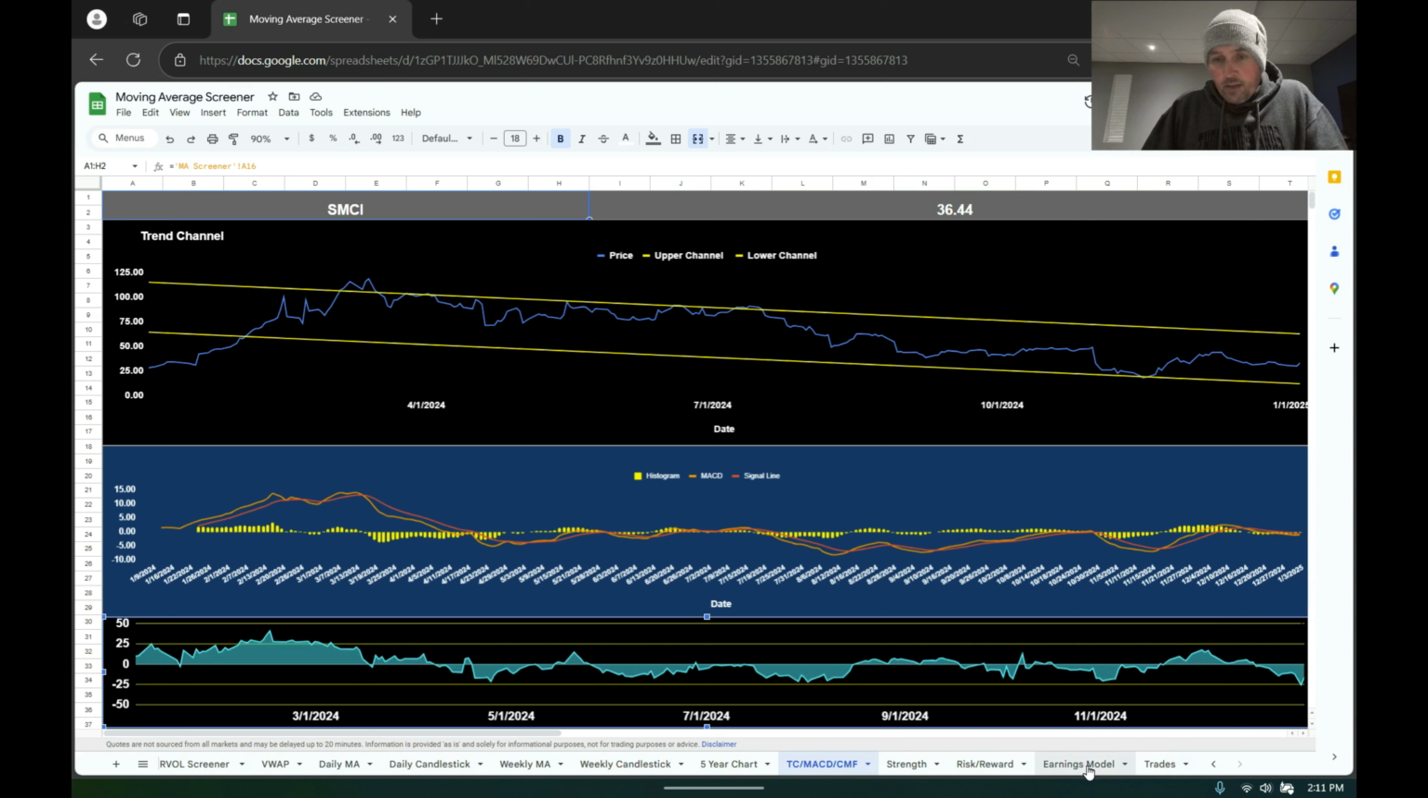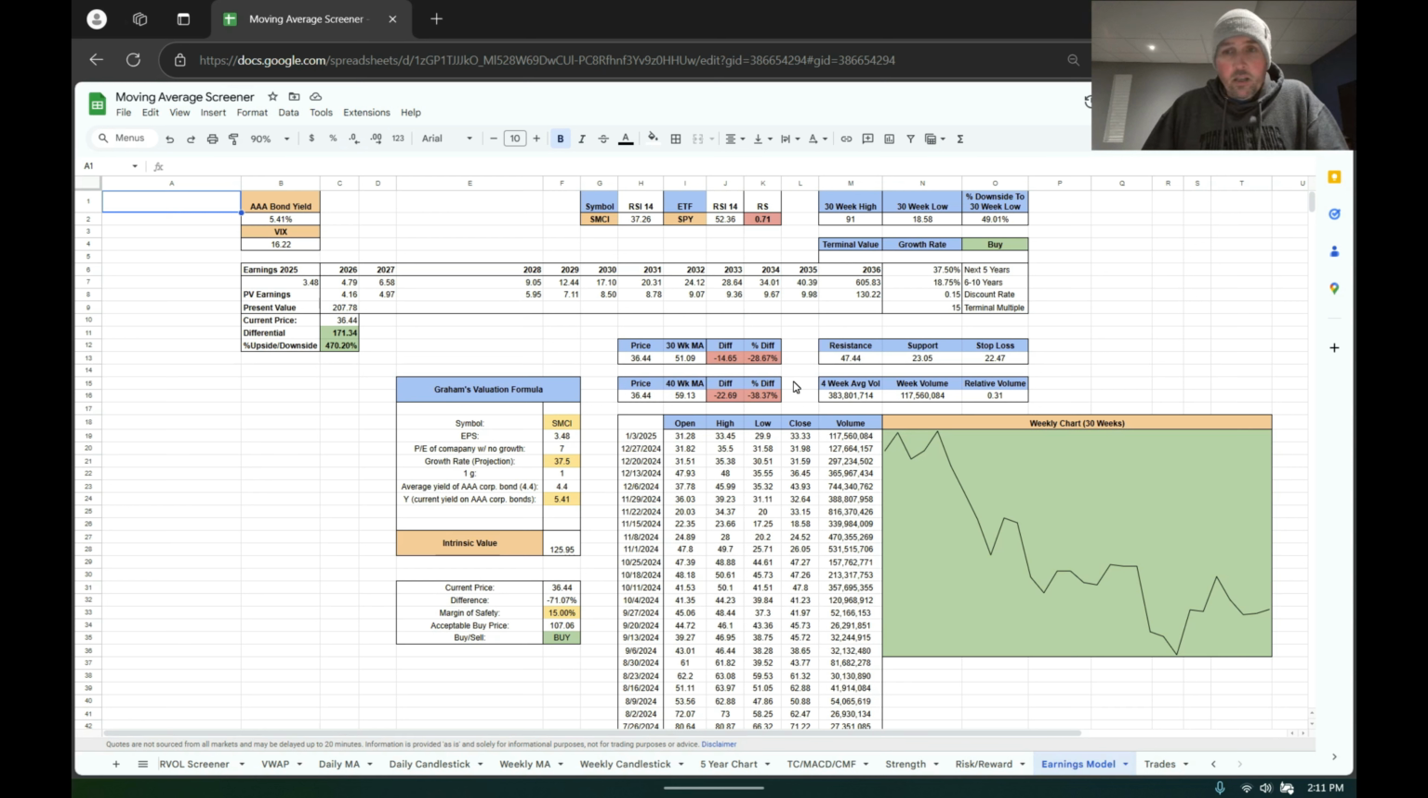If we look at an earnings model, we have 37% annualized 5-year projected earnings growth, and then cutting that in half for the second 5 years.